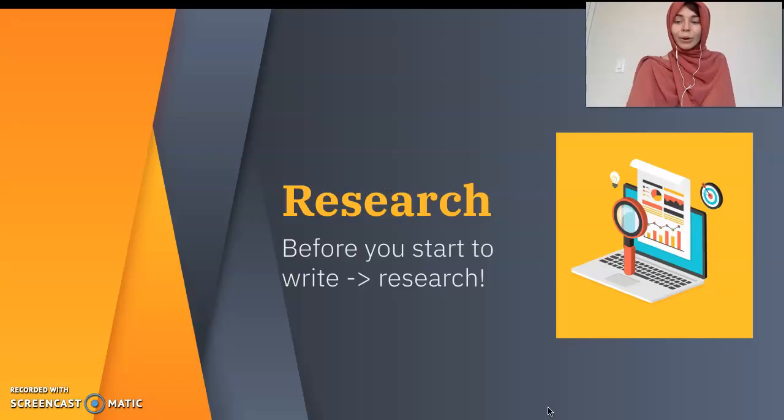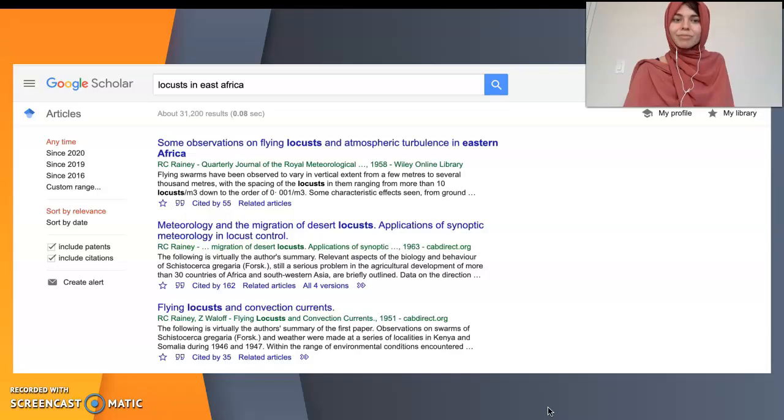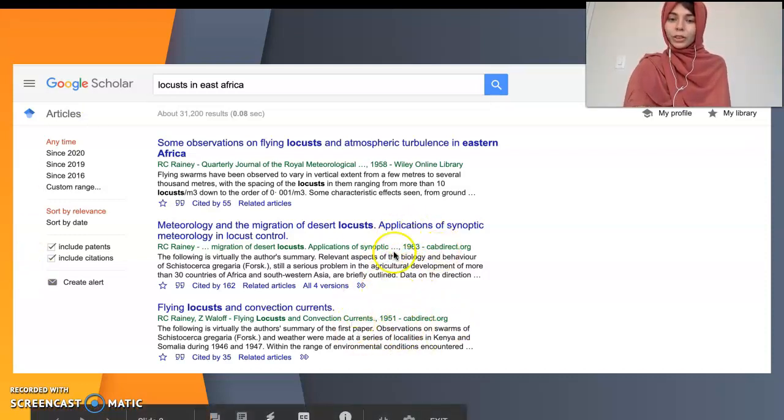Okay, so before you start to even write your solutions or even think about your analysis, your presentation, you need to research, okay? So this is a great way to start. Go on Google. You can either go on regular Google or Google Scholar and look at locusts in East Africa. Now, Google Scholar has very scientific articles, so I would say if you're wanting to challenge yourself, this is a great place to go. You can see that actually these articles are pretty old though, because it takes a while.